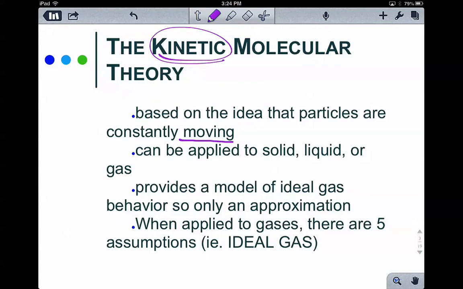And if a gas follows these 5 assumptions, then we say that it is an ideal gas. But of course, ideal gases are completely imaginary, they don't really exist. Real gases just kind of, sort of behave like ideal gases.